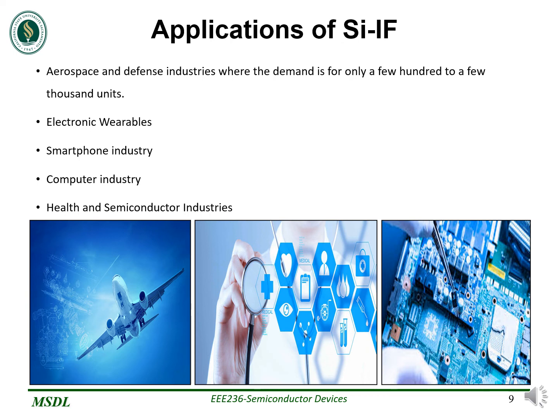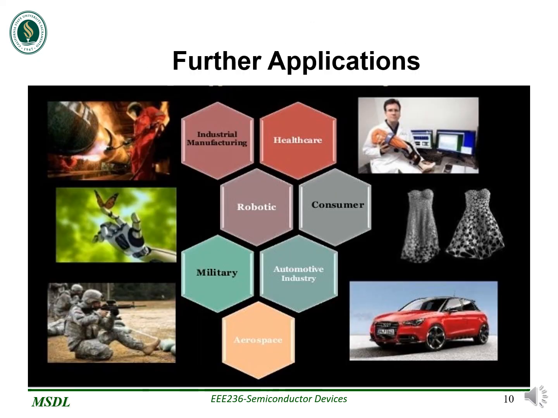In our next slide, we can see the applications of silicon interconnect fabric. It is used in aerospace and defense industries where there is a demand for only a few hundred to a few thousand units. Secondly, it plays an important role in the computer industry. For example, it can be useful for building powerful high-performance computers that would pack dozens of servers. Apart from that, it would lead to smaller, lighter weight systems for wearables and other size-constrained gadgets. Also, it is used in the automotive industry, robotic industry, military industry, healthcare industry, consumer industry, and industrial manufacturing.